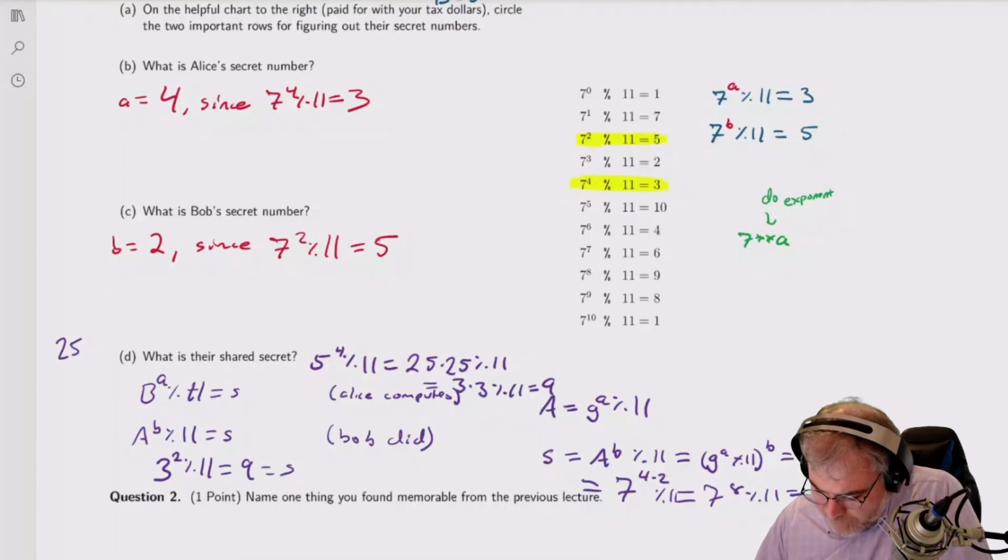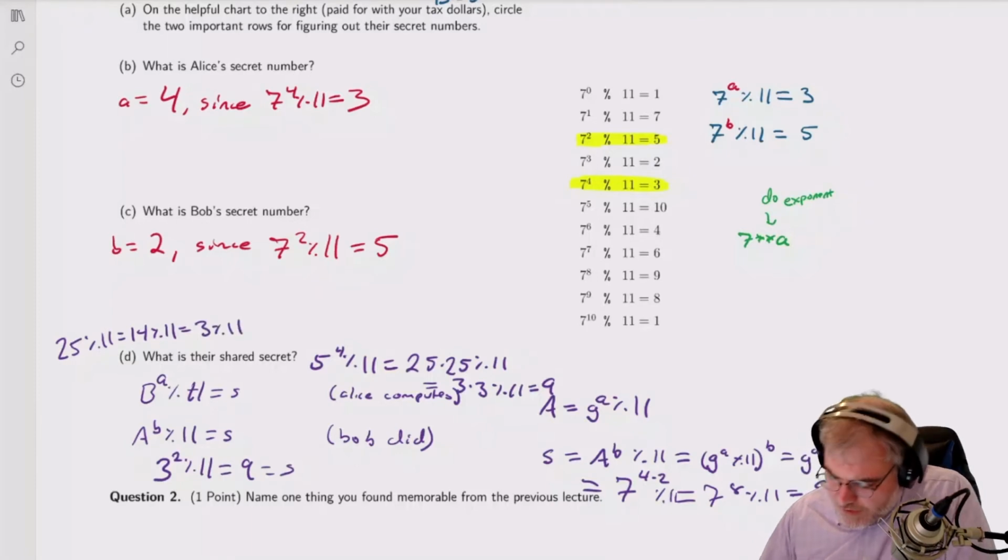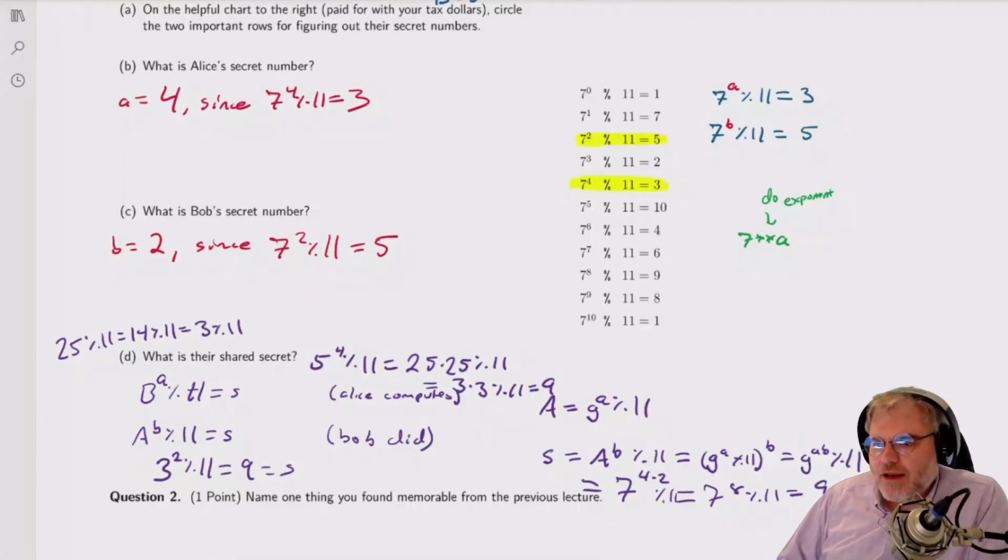25 mod 11 equals 3. Well, I'll just do the subtraction. I subtract 11, and I get 14 mod 11. Then I subtract another 11, I get 3 mod 11. So I could have broken it up that way. All right. 1 to 5, how do we feel about that?